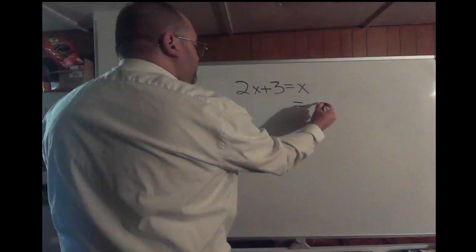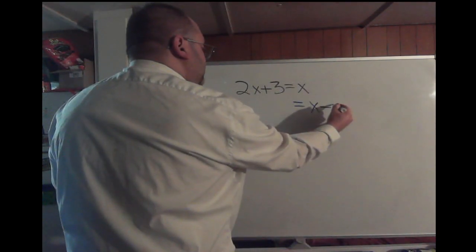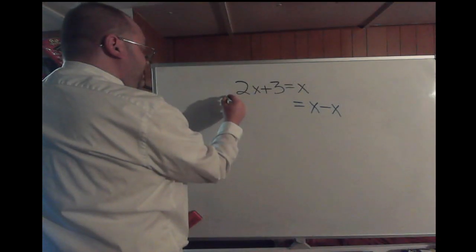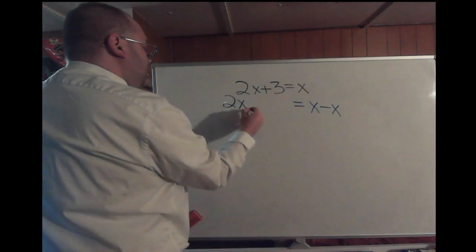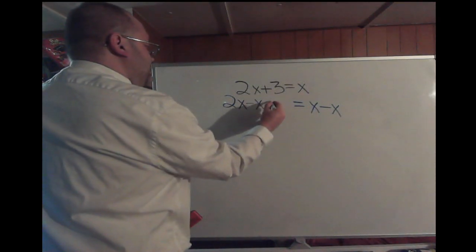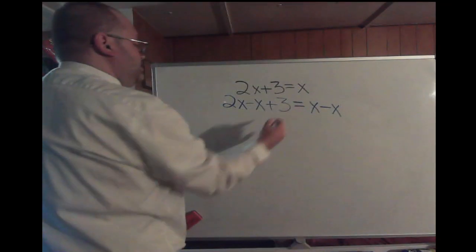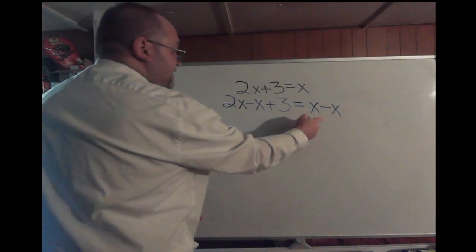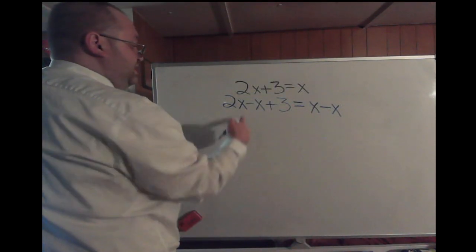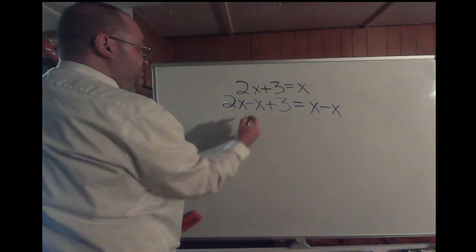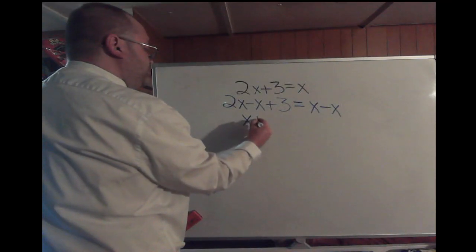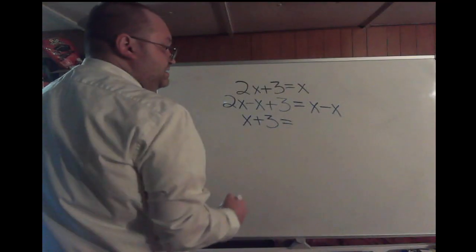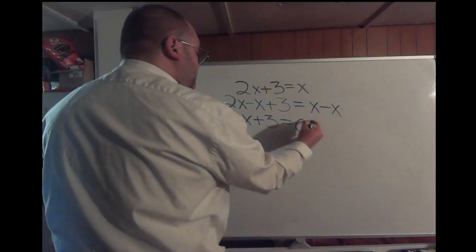So on the right side you'll have x minus x, but what you do to one side you've got to do to the other. You'll have to subtract x from the left side also. So what you'll have is 2x minus x plus 3 on the left side, equal to x minus x. Well, on the left side, 2x minus x, that's just x, so you'll have x plus 3, you have that plus 3 still, is equal to x minus x. Well, x minus x, that's 0.